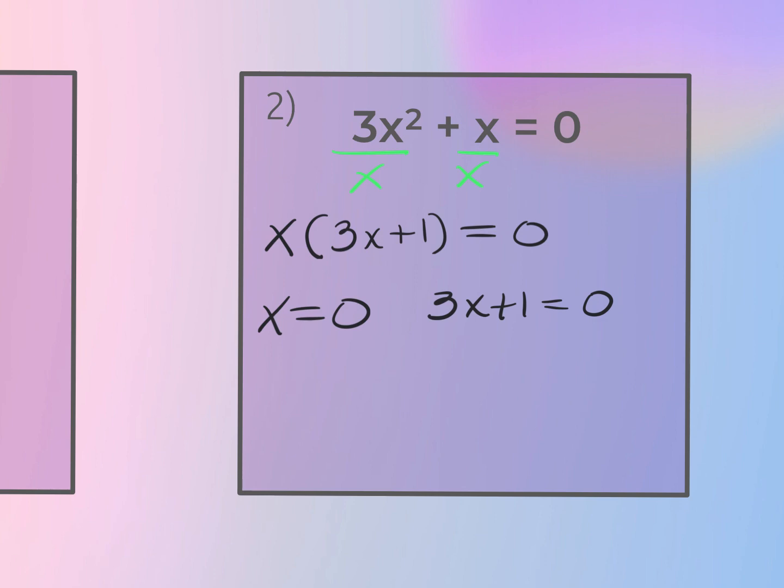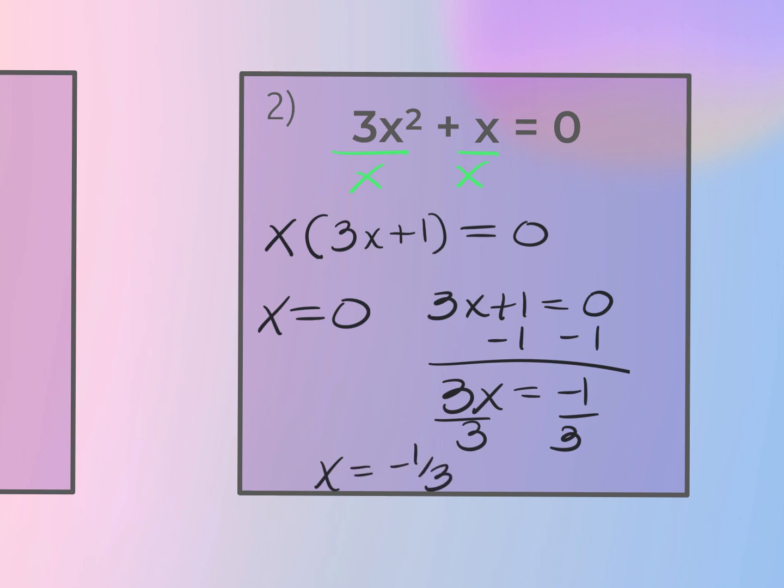The first one's already solved for me. I need to go ahead and solve my second one. So I'll subtract 1. I get 3x equals -1, divide by 3, and my second solution is x equals -1/3. So again, when you enter them into WebAssign, you're going to enter both answers separated by a comma.